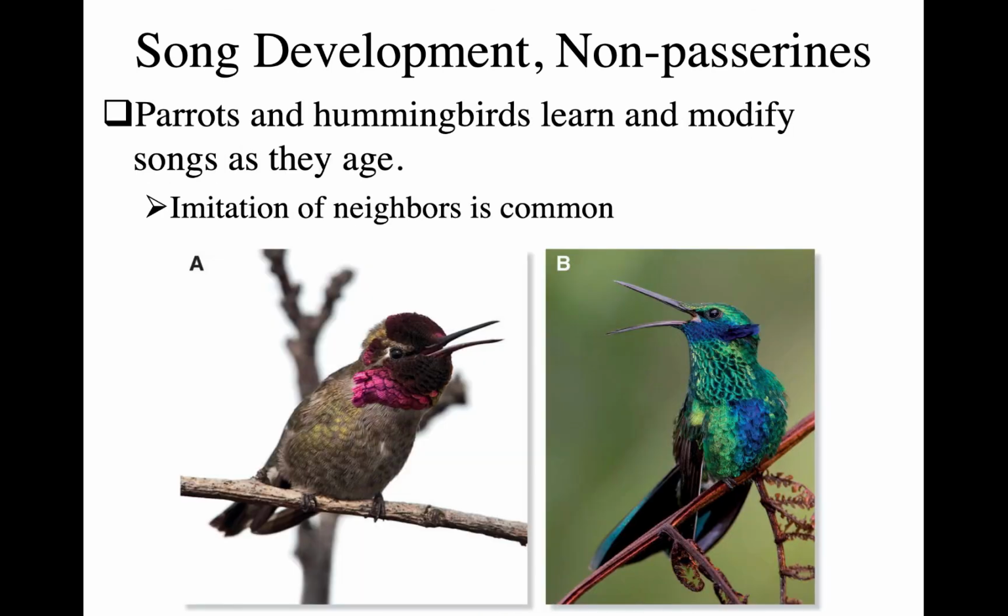But not all non-passerines have these innate songs. So parrots and hummingbirds do learn and modify their songs as they age. They don't tend to show as much song crystallization. Year to year, you'll see imitation of neighbors' song is common. This is seen in hummingbirds.